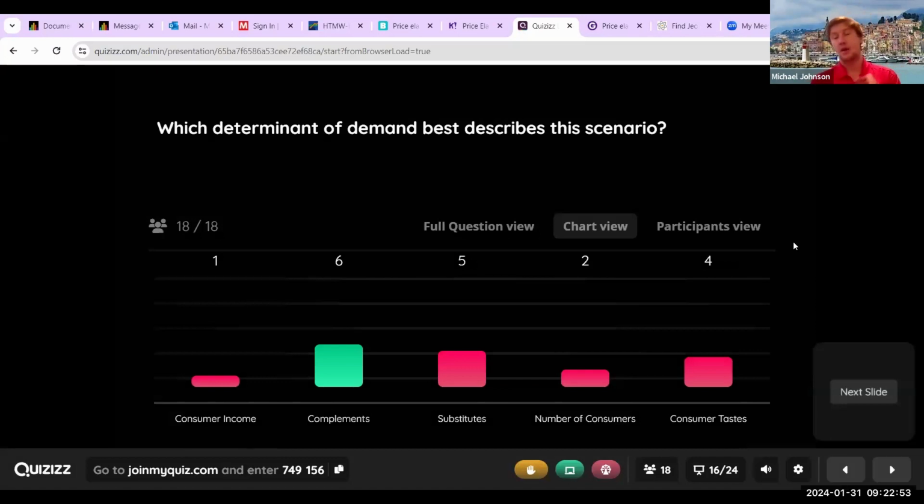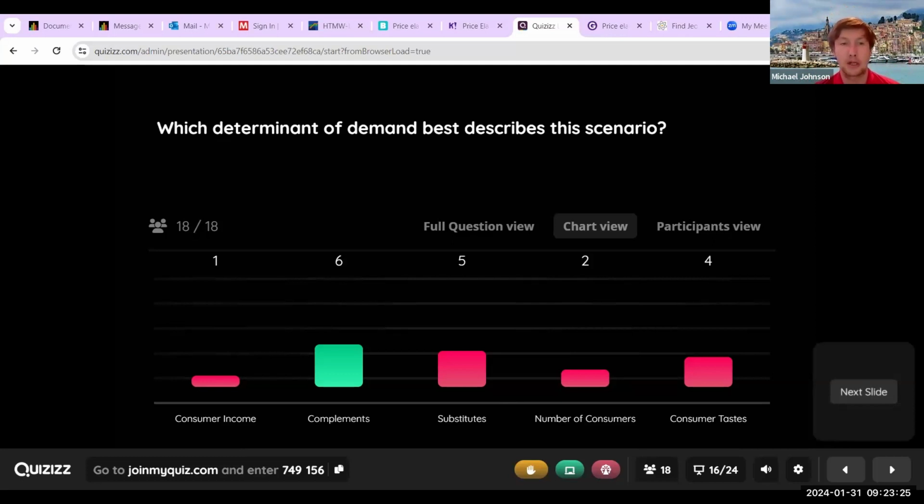So complements. It's called complements. So if you buy something that you use with something else, they're complements. So you'll buy both of them. You'll buy them together because they're complements. So can you think of any other examples of that? Can you think of anything you buy together? So toothbrush and toothpaste, exactly. So those are complements. You got to buy both.